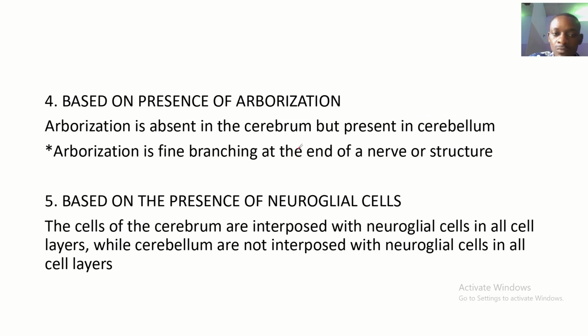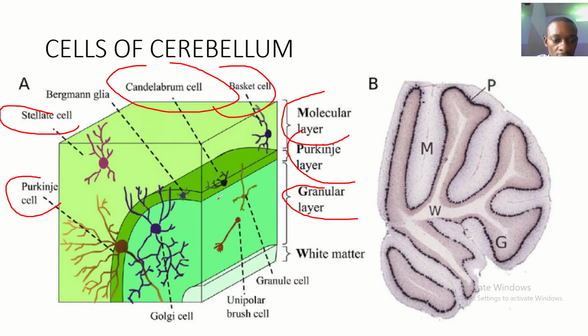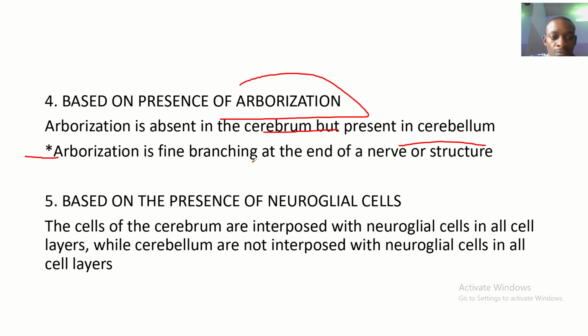How about the presence of arborization? I have the definition of arborization down here. So arborization is absent in the cerebrum but present in the cerebellum. Arborization is like fine branching at the end of a nerve or structure. You can see all those arborizations in the cerebellum, all those fine branches. They are present in the cerebellum.